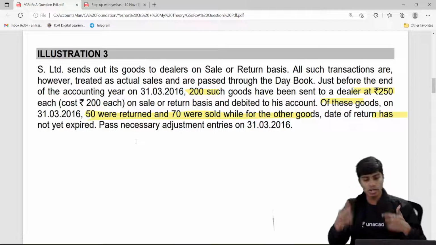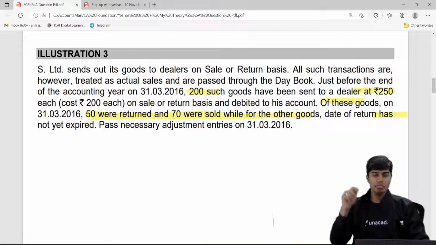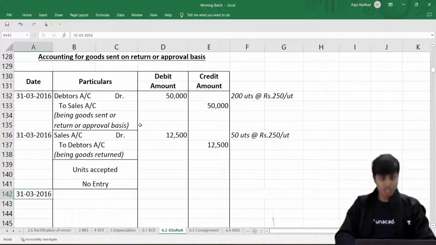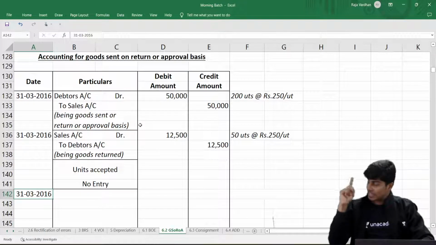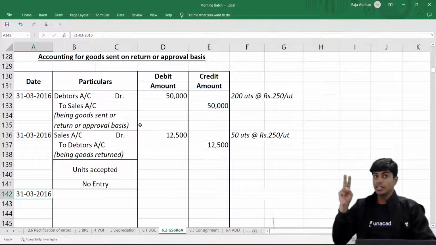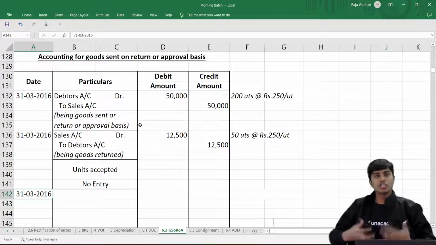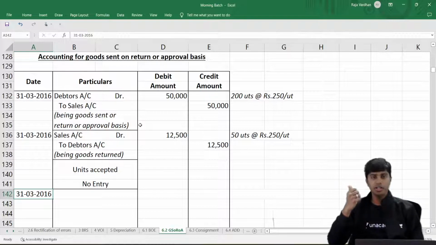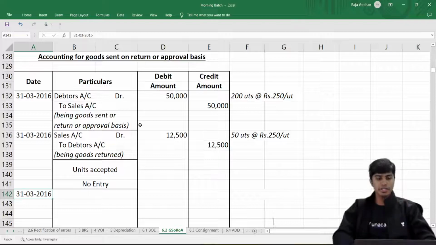But what we had sent is 200. So the date of return not yet expired for the remaining goods is 200 minus 50 minus 70, that is 80 units. As on 31st of March 2016, there are 80 units lying with our customer which he has neither accepted nor returned, and the time to return has not lapsed. So for this, we need to reverse the sales entry that we have already passed, and we should also pass the entry to include such inventory into our stock, which is stock with customer to trading. The difference here being, when you reverse the sales entry, you would have to do it at selling price, and when you include the stock into our inventory, you would have to do it at cost price.